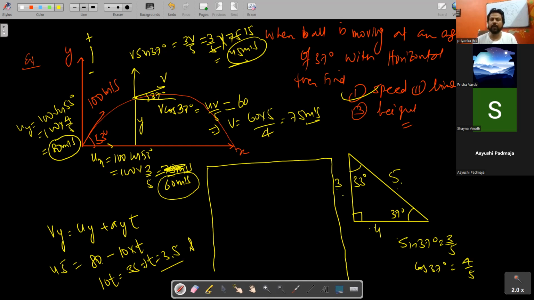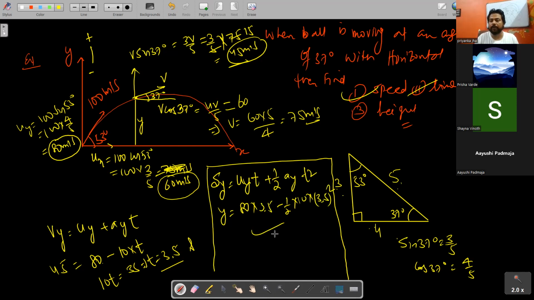Perfect. Now third part is height. Height means displacement along y-axis. So displacement along y-axis equals initial velocity along y-axis into t plus half acceleration along y-axis into t square. So displacement along y-axis is your height. Uy, that is 80, into time. How much time it took? 3.5 seconds. Minus half, 10 into 3.5 seconds whole square. Solve it. You will get the answer.